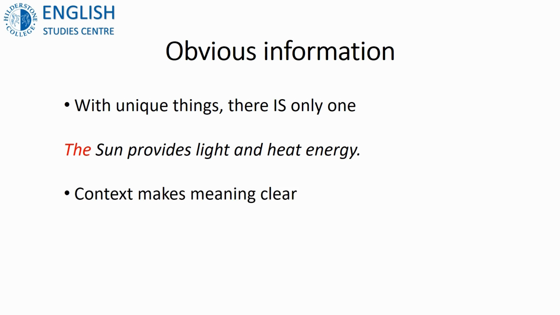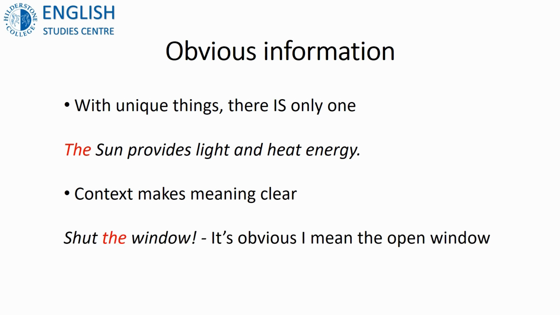Sometimes the context makes it clear. If I say to you, shut the window, it's quite clear that I mean the window which is open. And it may even be the only window in the room. But in any case, it is obvious which one I mean. And if you think back to the examples we just looked at, because I've told you which ones I mean already, then that information is also regarded as obvious.